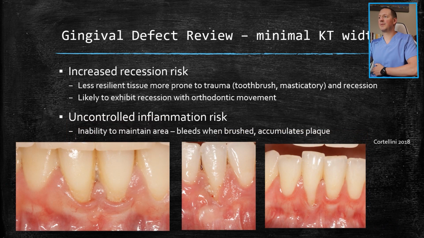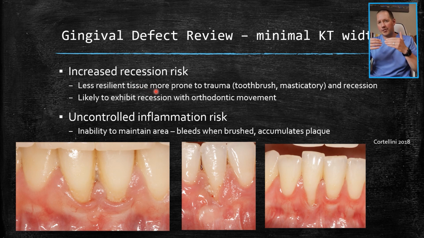So when we talk about minimal keratinized tissue width, I've kind of jumped ahead of myself here a little bit. When we don't have a good thick band of keratinized tissue, what can happen? The first thing that can happen is we have an increased recession risk, right? And this is because the tissue that we have, which is alveolar mucosa, if we don't have the keratinized tissue, we end up just having alveolar mucosa. That tissue is less resilient. It's more prone to recession. It's more prone to trauma, like from a toothbrush or from masticatory forces. It's also likely to exhibit recession with orthodontic treatment as well, right?